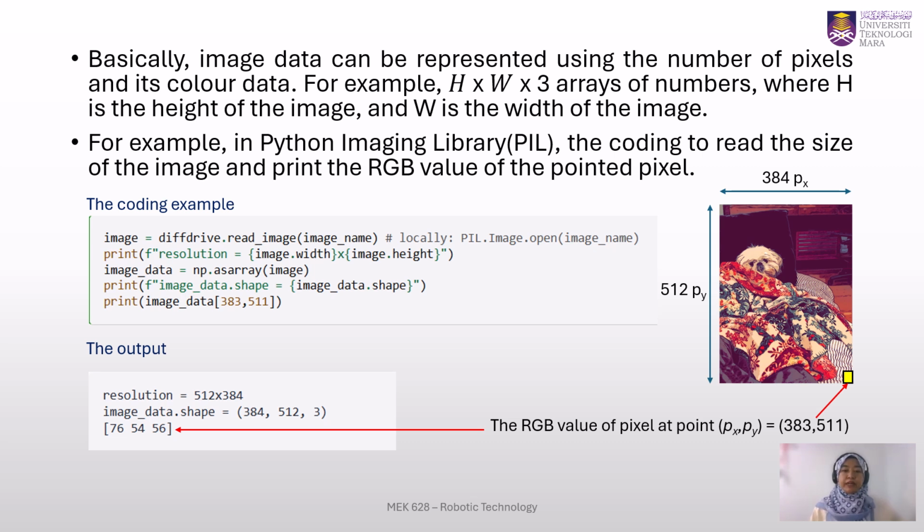The resolution for this image is 512 times 384, where 512 is the Y pixels and 384 is the X pixels. And then the image data shape is 384, 512, 3, meaning that 3 is the number of color dimensions being used. In this case, it is using RGB. At this particular pixel, the color here is this one. 76 is the R value, 54 is the green value, and 56 is the blue value. All right.